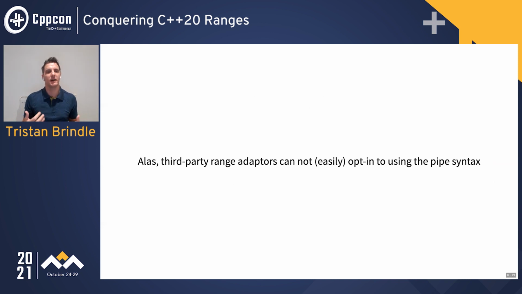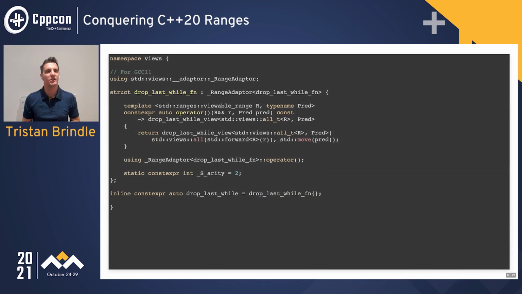In C++20, third-party range adapters like the one we've just written cannot easily opt into using the pipe syntax. I said easily because if you are determined and masochistic enough, you can. Here's a way you might try to do it, which might sometimes work for GCC 11, for example. You can see we're having to use some standard library internals there, the __ adapter _ range adapter type. At the moment, each standard library implementation does this piping in a different way. It changed in GCC between GCC 10 and 11, MSVC does it in a different way, and Clang with libc++ will, I'm sure, do it in a different way again.